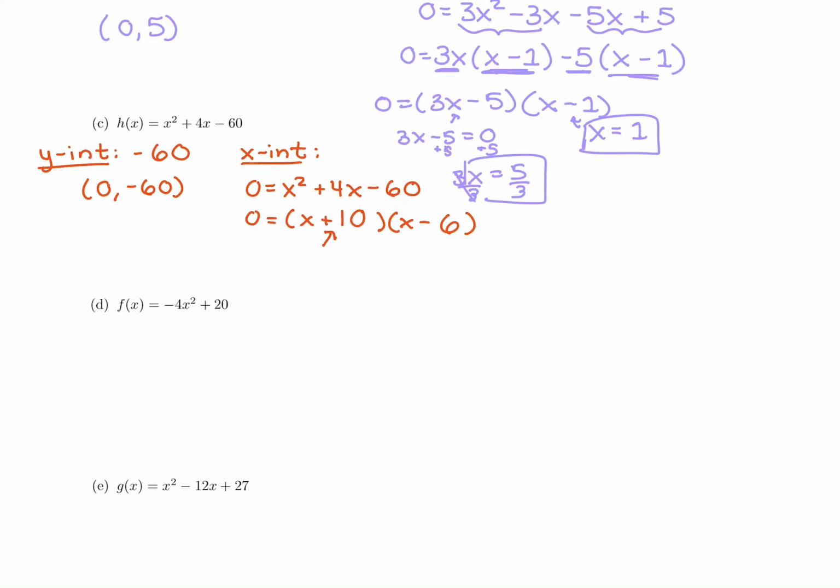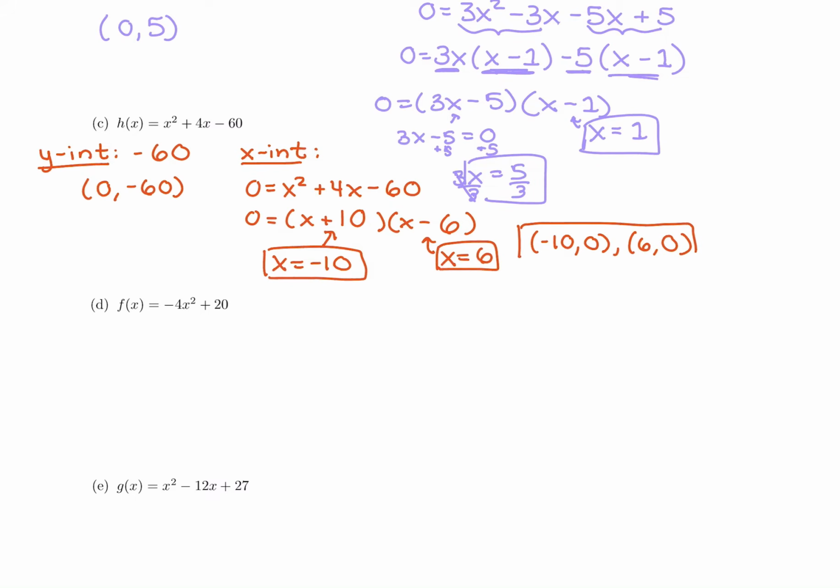So my x-intercepts: what makes x plus 10 0 would be -10, and what makes x minus 6 0 would be +6. So as points, we have (-10, 0) and (6, 0). The two x values I could plug into the equation and get 0 as my y.